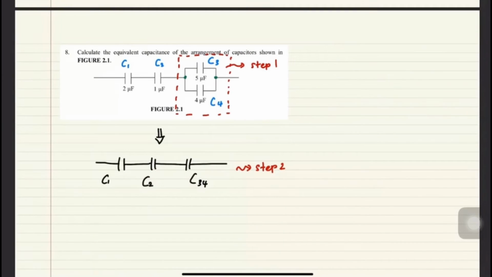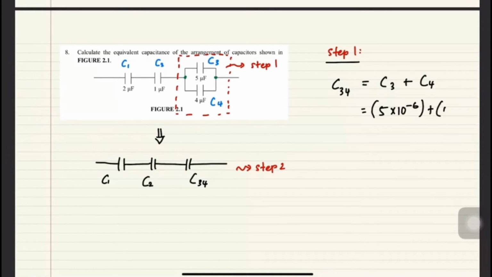Okay, we do step 1 first. The first step is in parallel. So, for parallel, we just add as usual. C34 equals C3 plus C4. C3 equals 5, C4 equals 4. You should get 9 times 10 to the power negative 6 farad. Okay, that's for your first step.